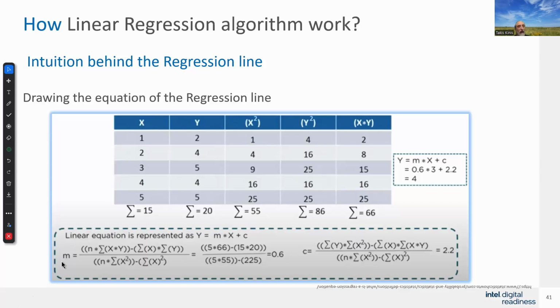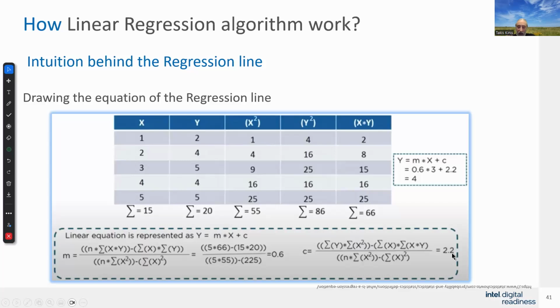So we're solving for M, and remember, M is the slope of the line. How steep is the line? A slope of 1 is a 45-degree angle. A slope of 0.6 is a little flatter, right? Then C is the point at which it crosses the y-axis, and that point is 2.2.